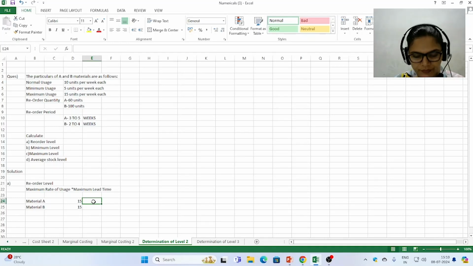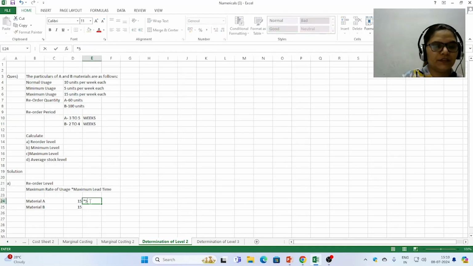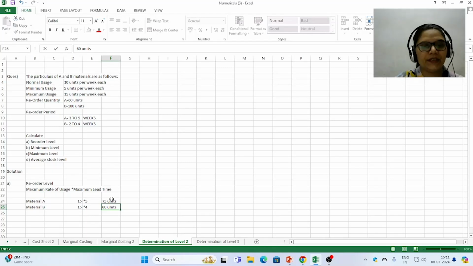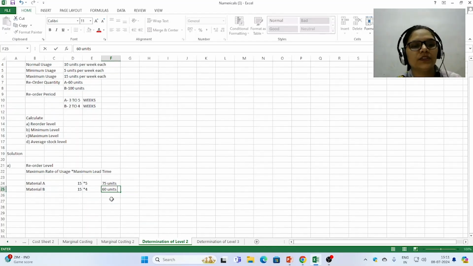Now, maximum lead time is 5 for A. And in case of B, it is 4. So we will multiply this by 5 and material B by 4. We will get 15 fives are 75 units for material A and 60 units for material B. So this is our reorder level.